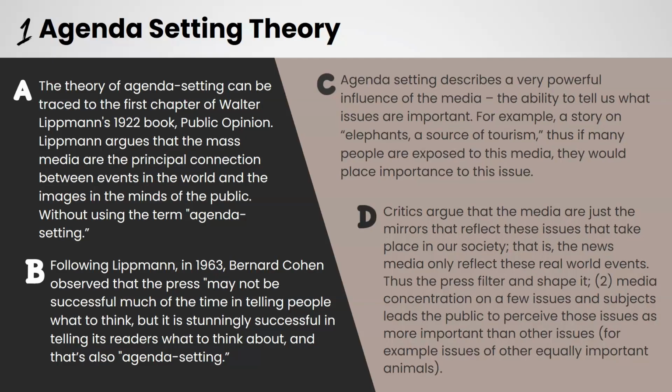The agenda setting theory can be traced back to 1922, and it argues that mass media are the principal connection between the events in the world and the images in the minds of the public. And in 1963, others developed this theory further: sometimes it may not be successful in telling people what to think, but it's certainly successful in telling the readers what to think about. And that's the agenda setting.